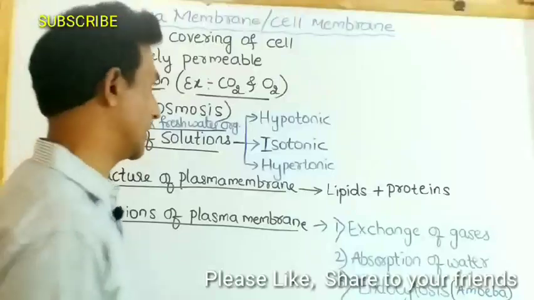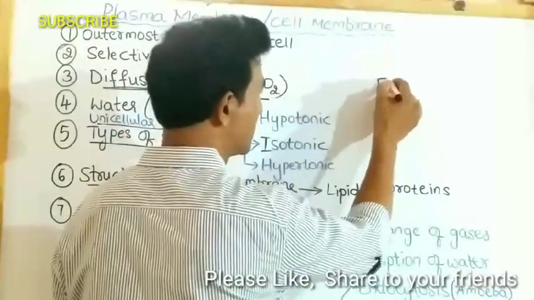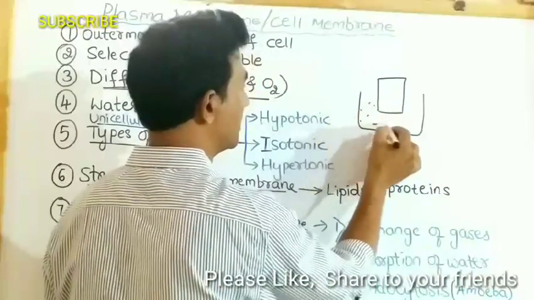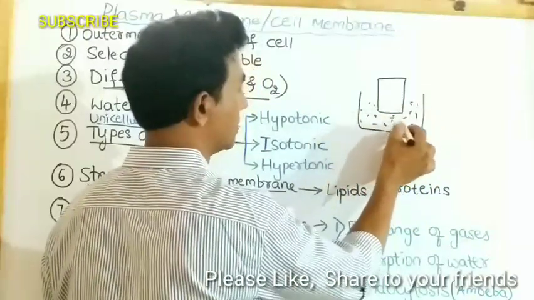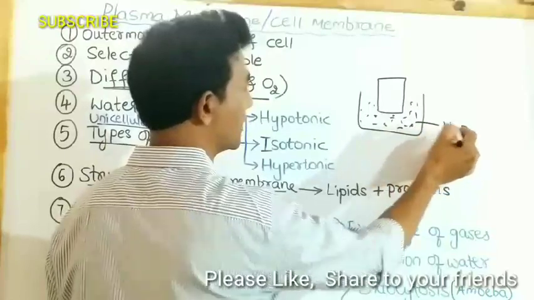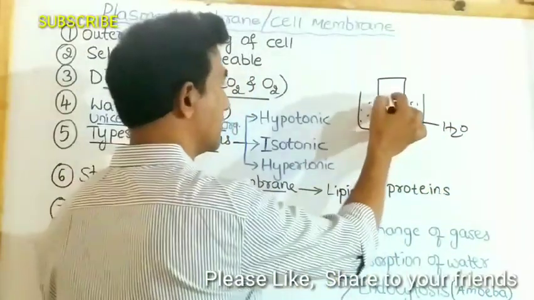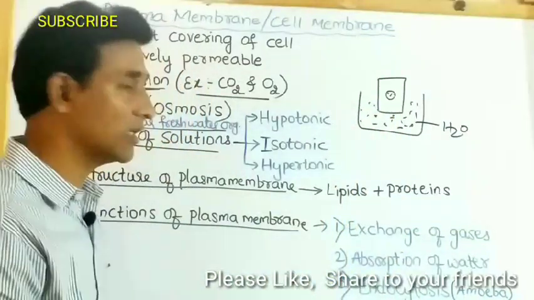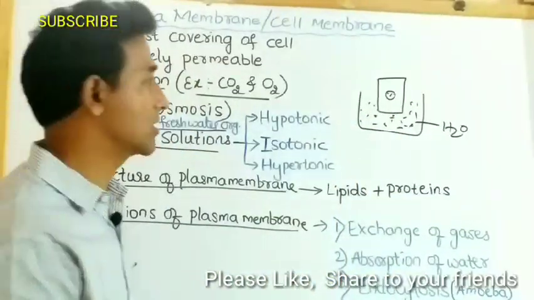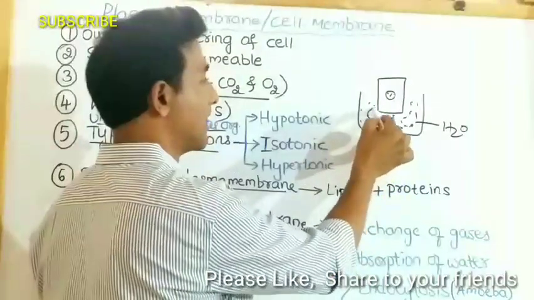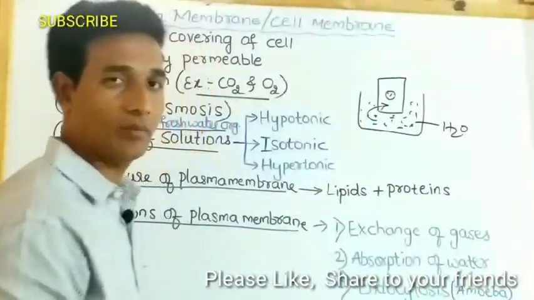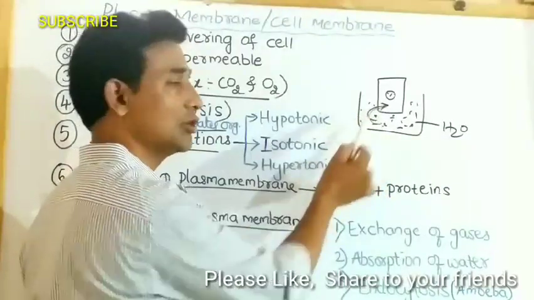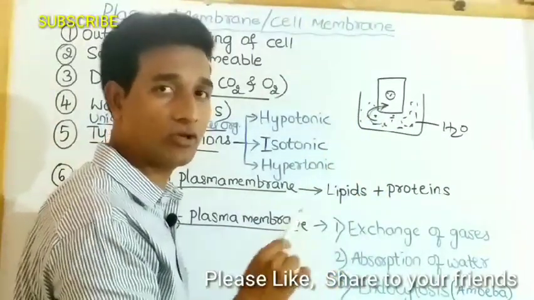What is hypotonic? Imagine this is a cell, and we have kept this cell in the water. This is pure water. This is the nucleus. So when a cell is kept in pure water, there is slight entry of water into the cell because the water contains a higher concentration of water molecules. They enter the cell because the cell does not contain a higher concentration of water.